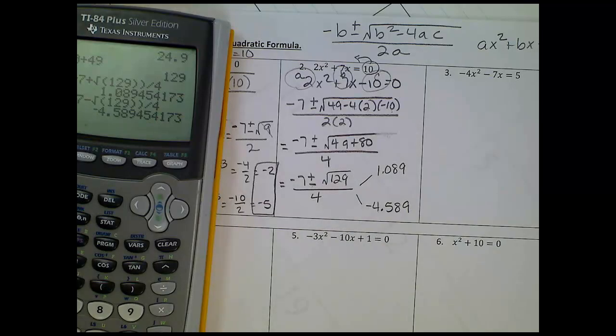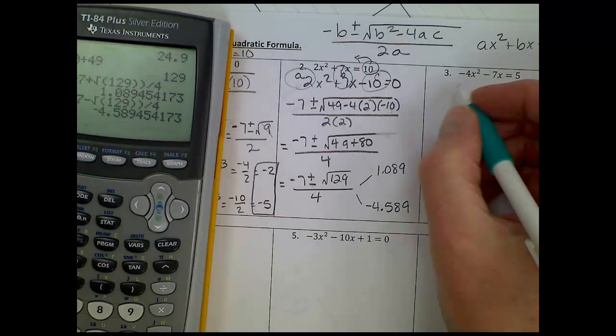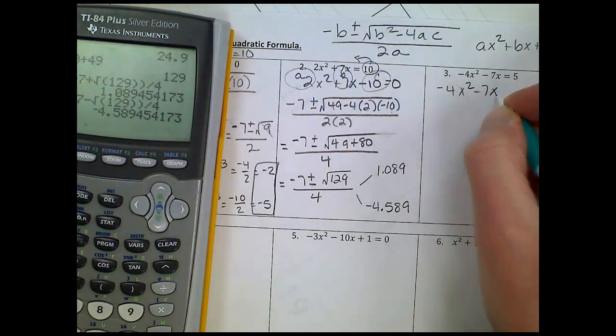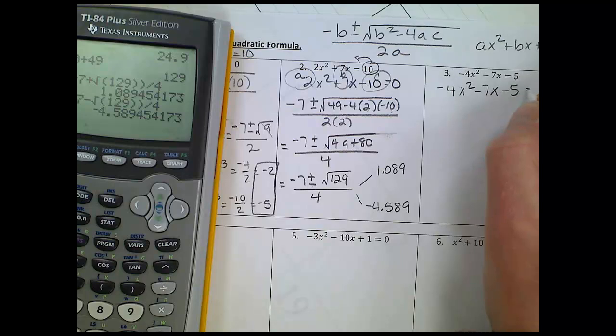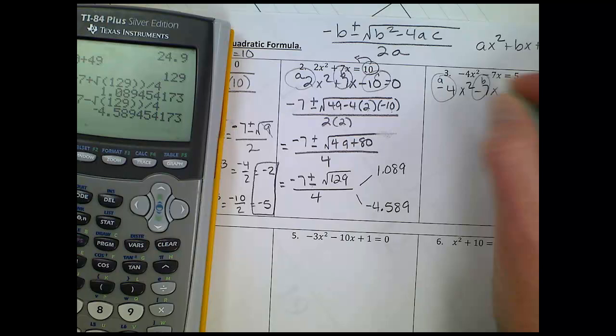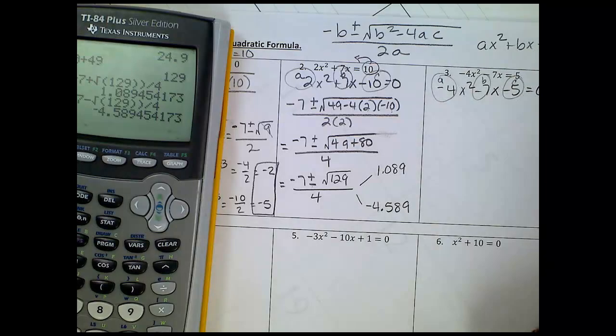Alright, one last problem, number 3. Again, we're not in standard form, so we have to bring the 5 over. So we have negative 4x squared minus 7x. 5's positive, we have to make it negative. A is going to be negative 4, B is going to be negative 7, C is going to be negative 5. So we have negatives all over the place.